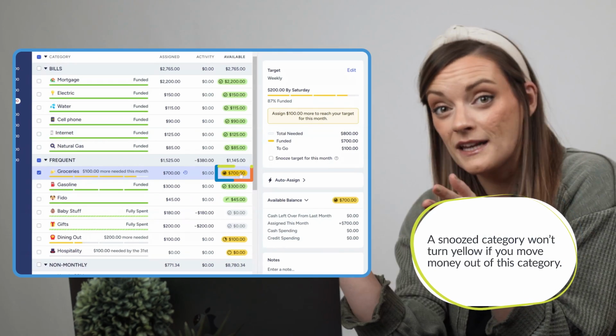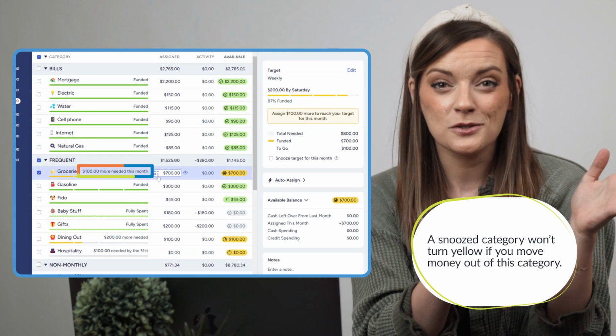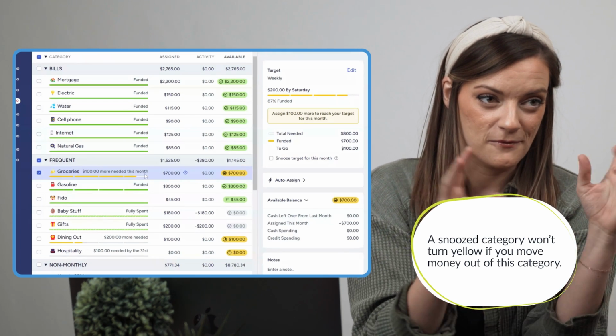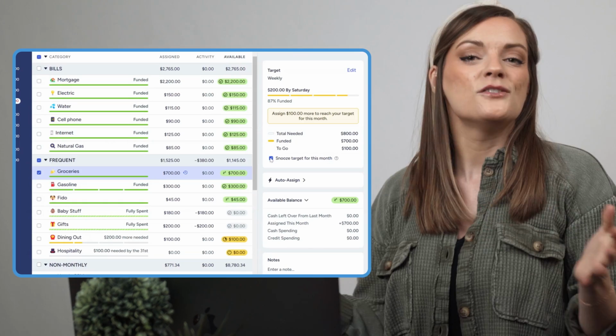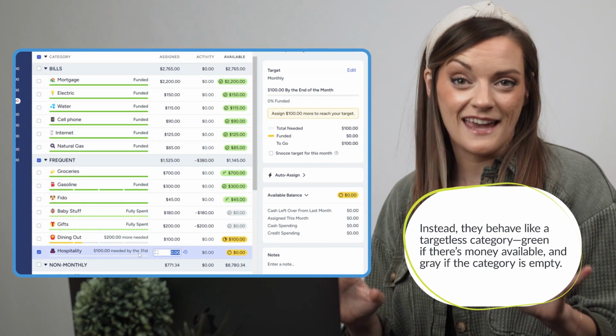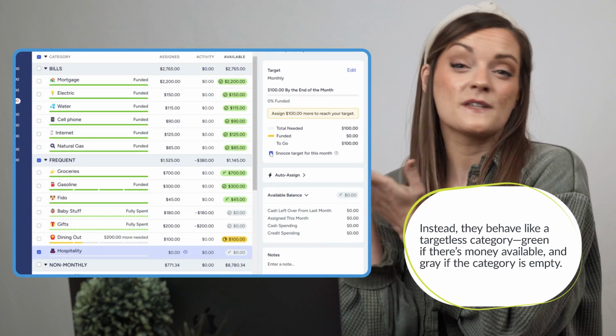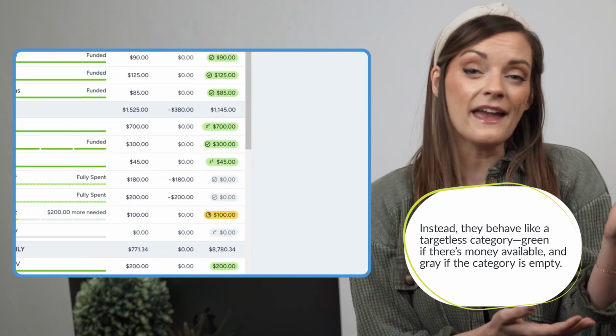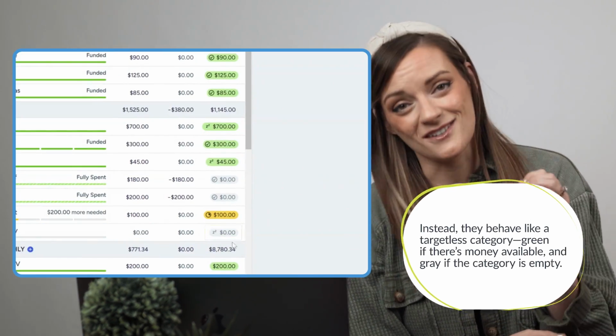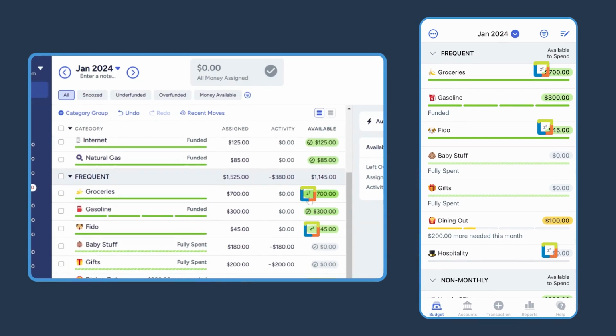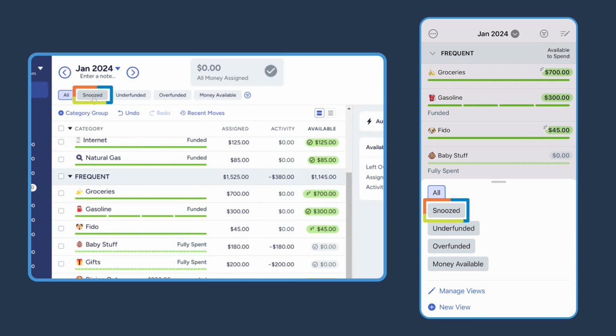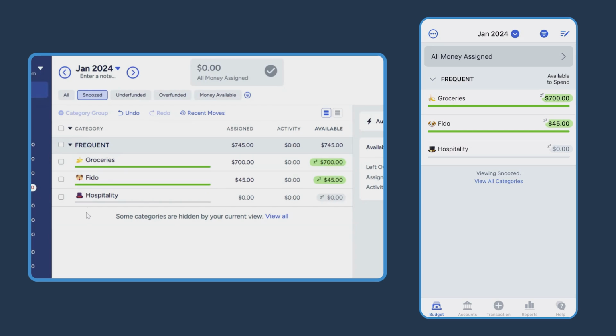AKA no more green categories going yellow, no more funding message encouraging you to add $50 more to fully fund a category that you already funded. It just acts like a regular targetless category for the month, being green if there's any money available for spending, or gray if the available spending balance is 0. You can identify which targets have the snooze feature turned on for the month by the cute little ZZ symbol. You can also easily pull up all currently snoozed categories with the snoozed focused view. That's it. Thank you. Now, let's talk about our favorite times to snooze.